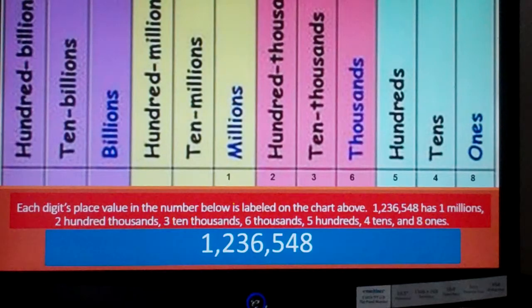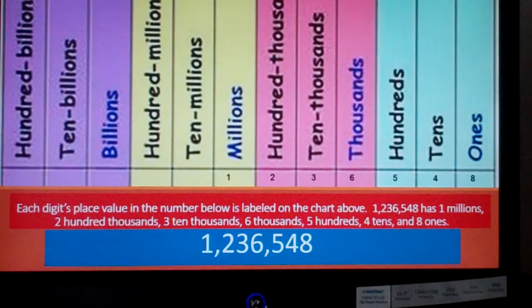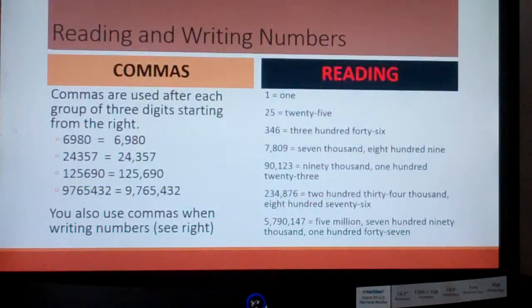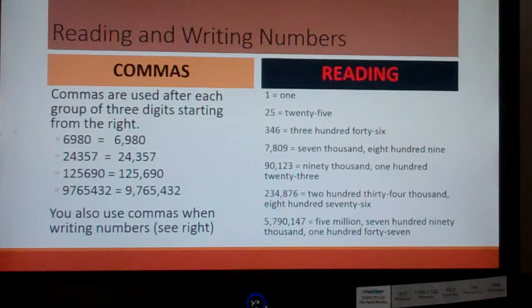Each digit's place value in the number below is labeled on the chart above. 1,236,548 has 1 million, 2 hundred-thousands, 3 ten-thousands, 6 thousands, 5 hundreds, 4 tens, and 8 ones. Reading and writing numbers.